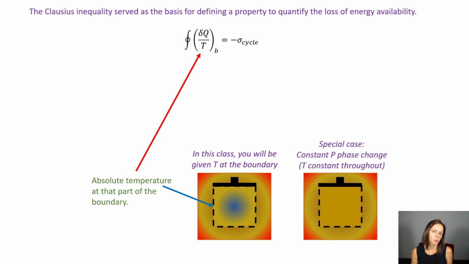But there is one special case where you would be able to figure out the temperature at the boundary, and that is for a constant pressure phase change, in which the temperature is constant throughout your system. If you're in that two-phase region and you're going through a process where the pressure is constant, temperature is going to be constant too. It's just going to be the saturation temperature. So that's the one exception to the rule that you'll be given this information. If it were that case, then you'd have to figure that out yourself.